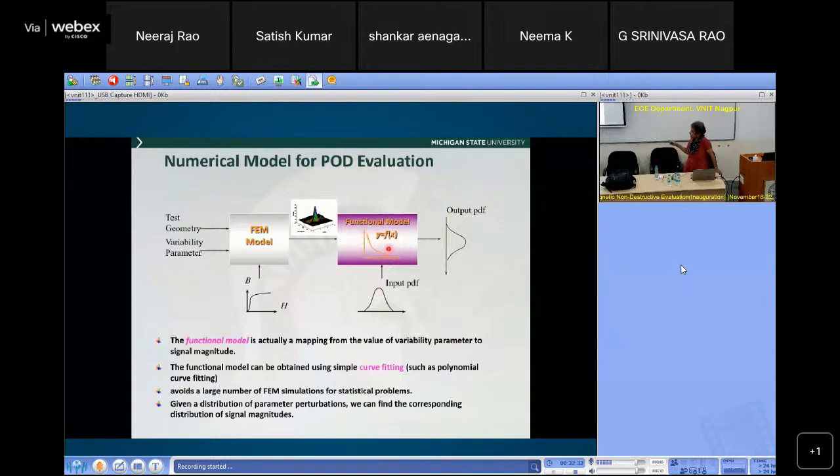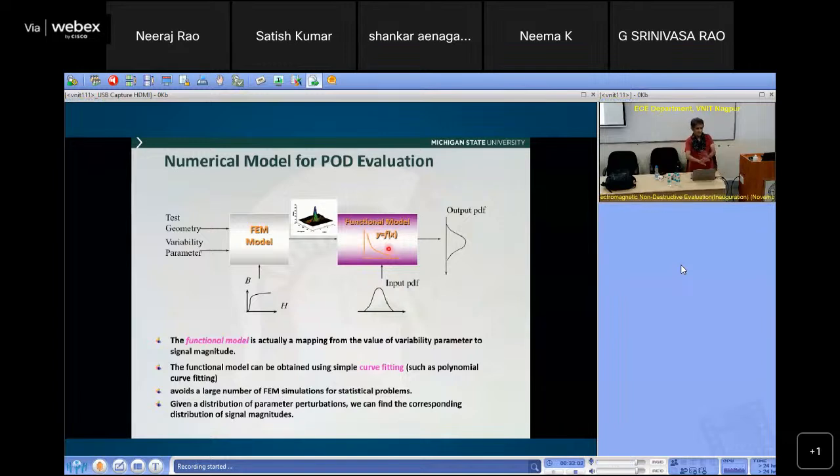And I can use this, giving an input PDF, you can do Monte Carlo simulation and generate an output PDF. And then use this for calculating the POD. So this can be done. This is for one-dimensional POD. And if there are multiple parameters varying, you can generate a multi-dimensional PDF and use that to generate your POD model.